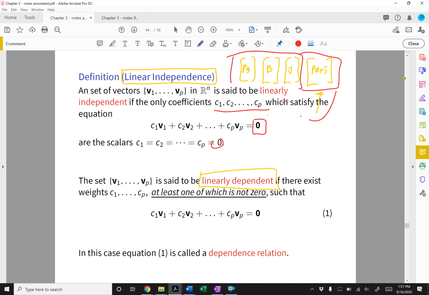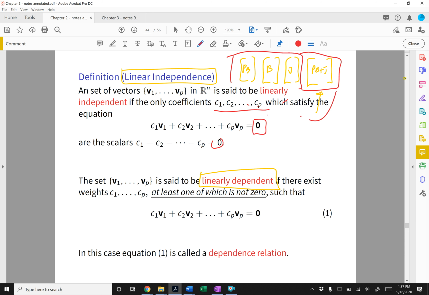If I have to just take 0 of each one of those, which I always can to get 0, but if I have to do that, then that's what we say is the definition of that set of vectors being linearly independent. So there are other ways of thinking about this, and we'll look at those in just a second.